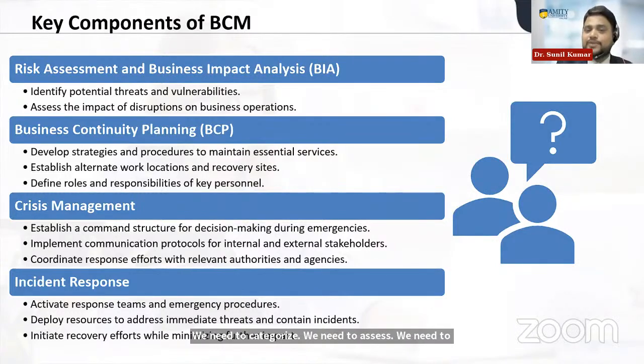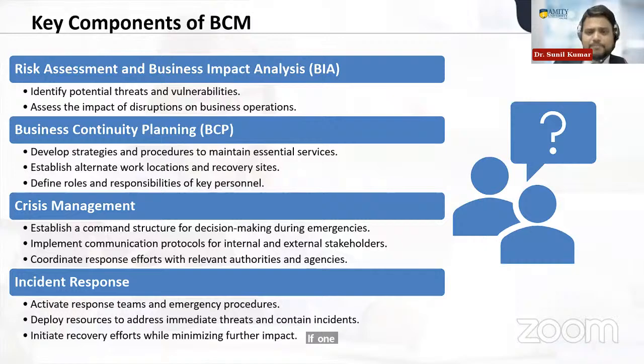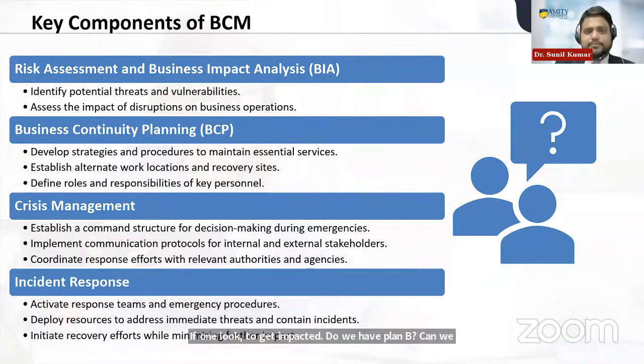Then we need to plan for that. We need to develop the strategies that we're using in business continuity planning. We need to identify that if one location gets impacted, do we have plan B? Can we shift our business? Can we shift our operation? Maybe on a small scale for a shorter time. So what is the alternative which we have? And who is the key responsible person who will take care of those shiftings, those alternative identifications, who will work on those crisis situations?